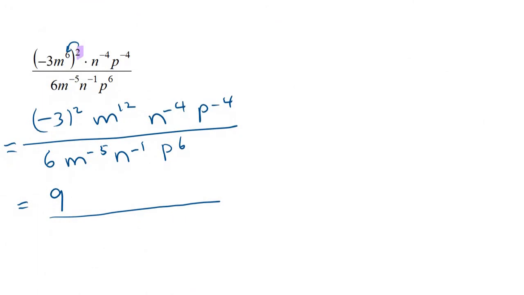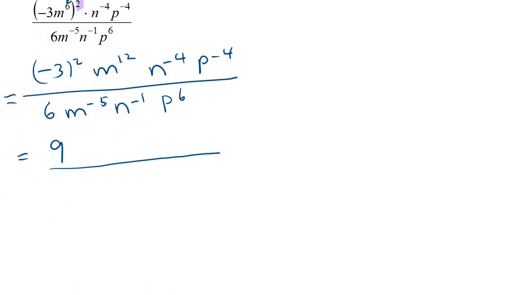So here is the negative exponent. The m to the 12th is positive, so it stays where it is. M to the 12th stays at the numerator. This n has a negative exponent, so it needs to go downstairs, to the opposite side. The same thing with the p, which has a negative exponent.